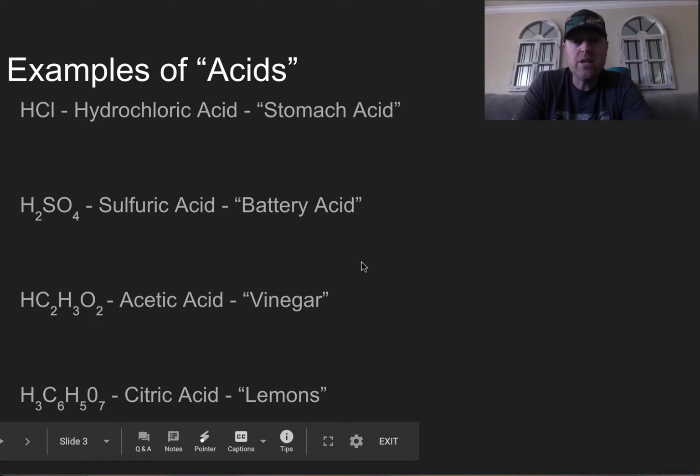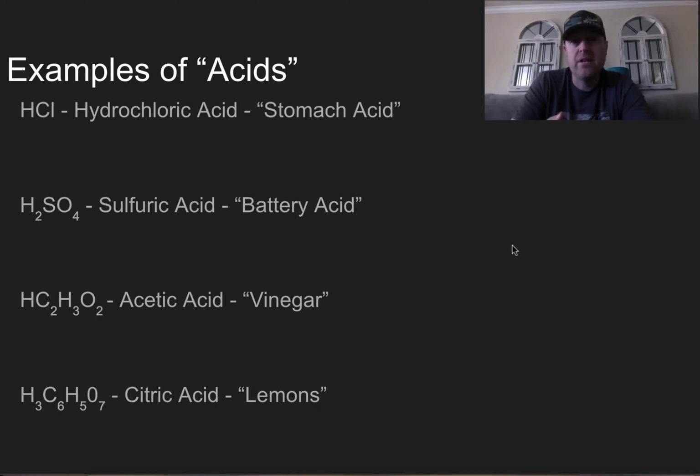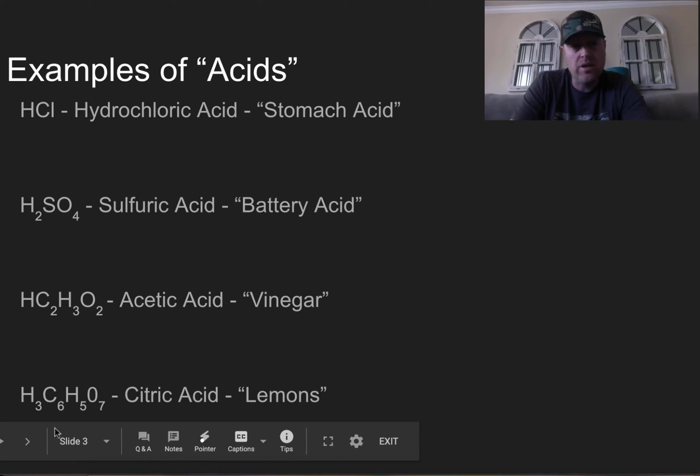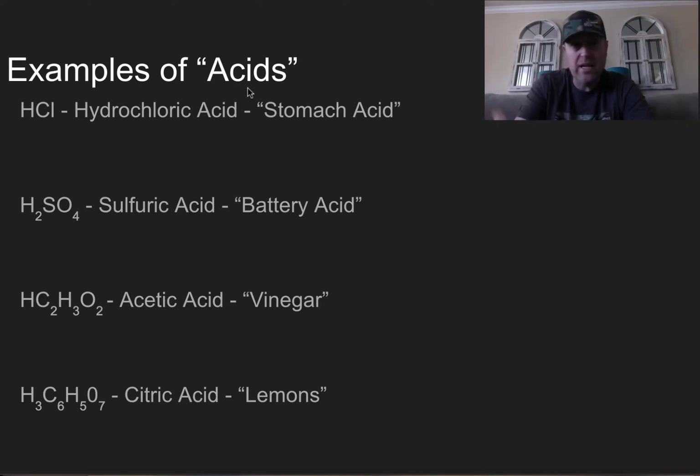So here are some common examples of acids. Hydrochloric acid is what's in your belly when you eat your food, and that's what breaks down the food so that you can absorb stuff. Battery acid is sulfuric acid. Acetic acid is vinegar, a common cooking ingredient. And then we have citric acid, which is found in lemons. One thing I want you to see is all of these start with hydrogen. And so that's going to be our common thing to remember when we're writing out the formulas for acids. They start with hydrogen.